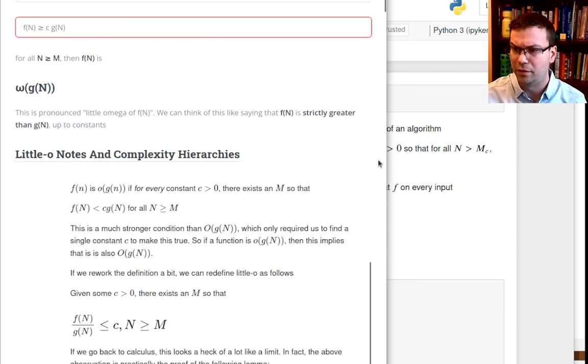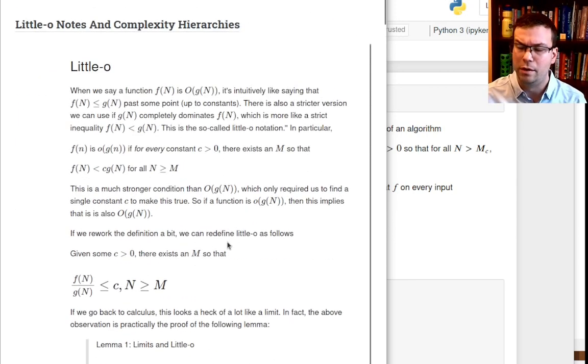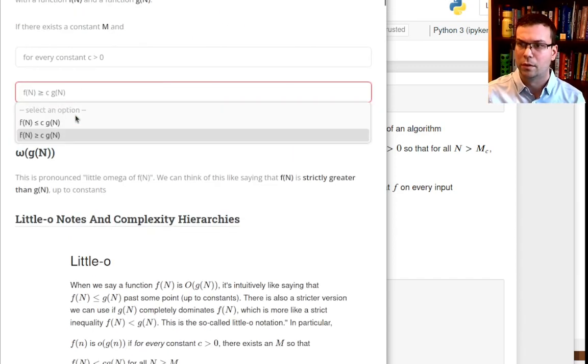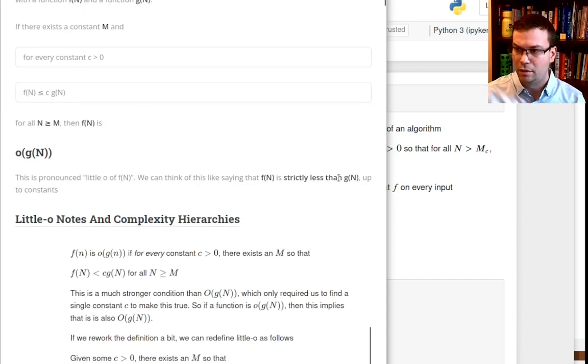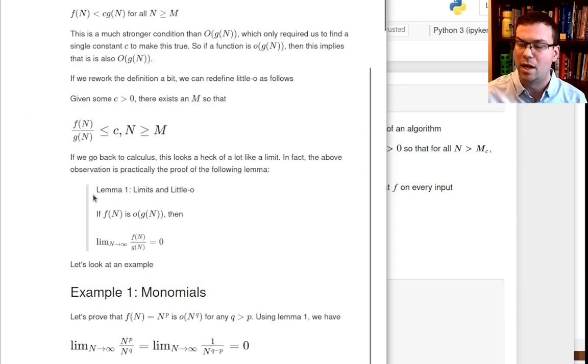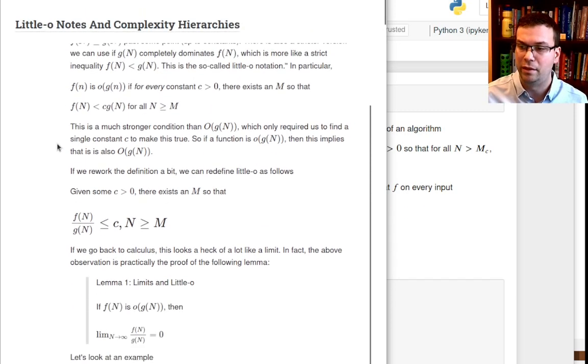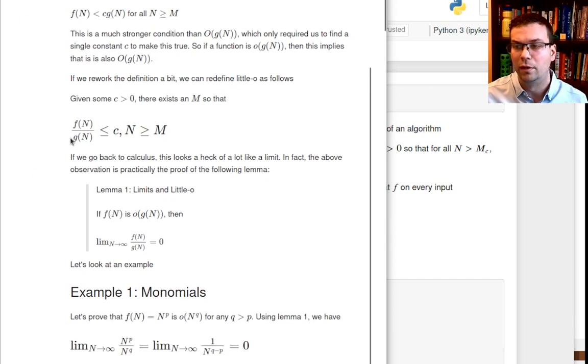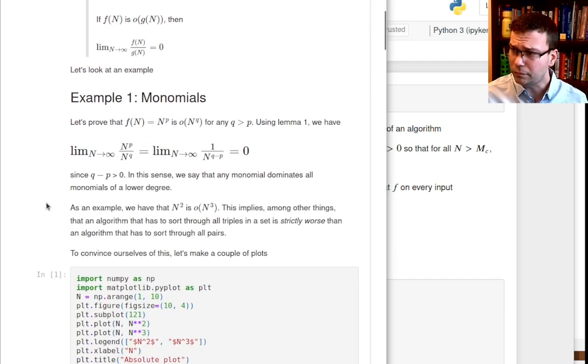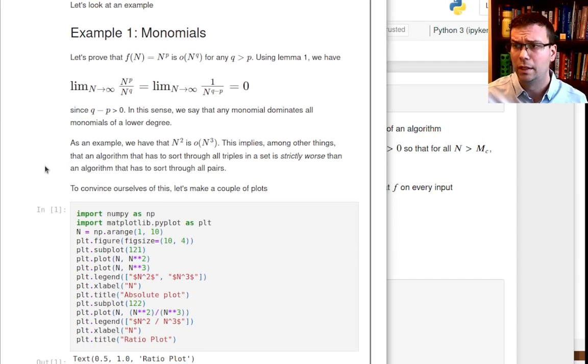I talked in class a little bit about little o, and little o is useful because we can use it to show complexity hierarchies. Because I can say, if one function is completely dominated by the other one, I can rework that definition to say that the limit of the quotient f(n) over g(n) is equal to 0 as n approaches infinity.